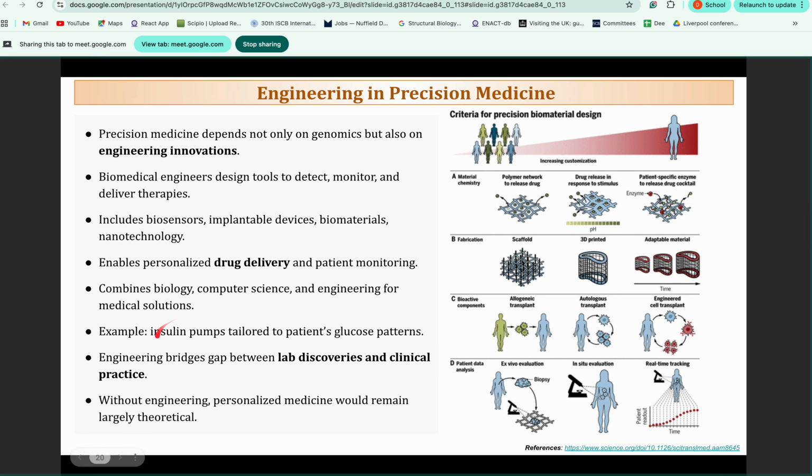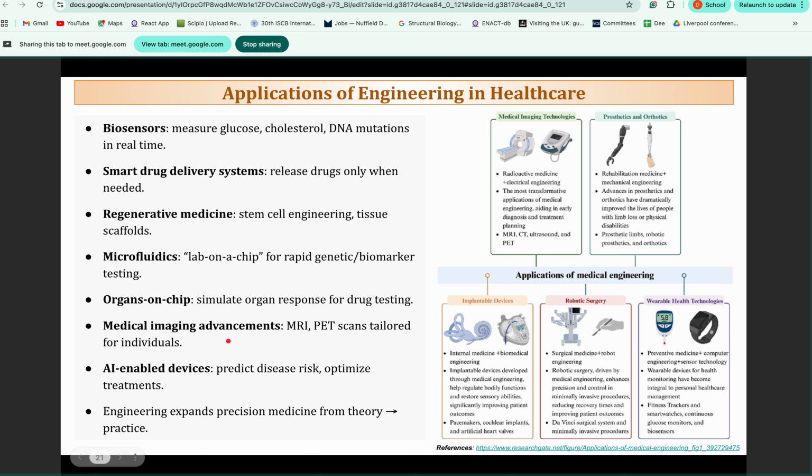So one such example was the insulin pumps. We'll see in the later slides how they work. Now, the applications of engineering in healthcare. These are some of the examples, such as biosensors, which measure glucose, cholesterol, and DNA mutations in real time. Right now, you might have seen smart watches, which measure your pulse rate. They are smart materials only.